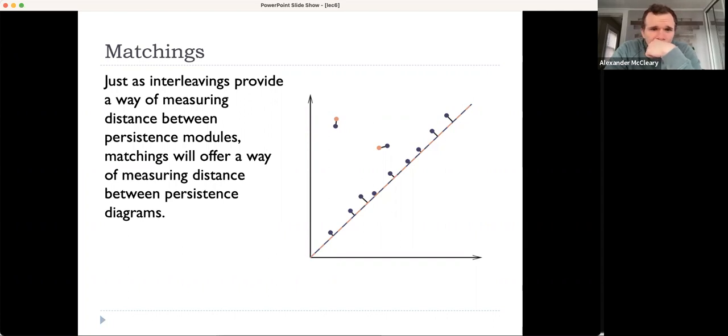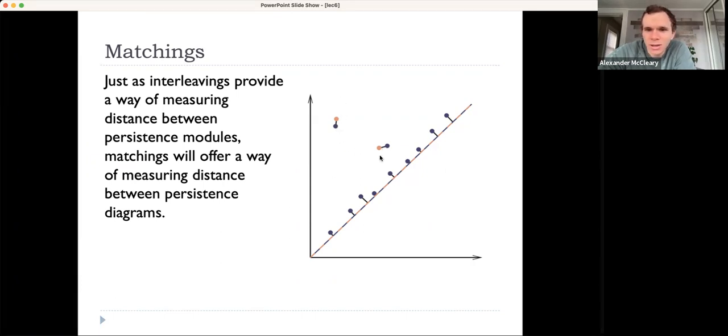And so the idea for matchings, you can see it here in this picture. So in this picture, there are two persistence diagrams shown. There's the one in dark blue, sort of purple, and then there's the one in pink. And the idea with matchings is it's actually pretty simple. It's much simpler than with interleavings. With matchings, we just want to match up these points in the persistence diagram. So if we look at this top leftmost pair, we want to match up those 2 points because they're close together.